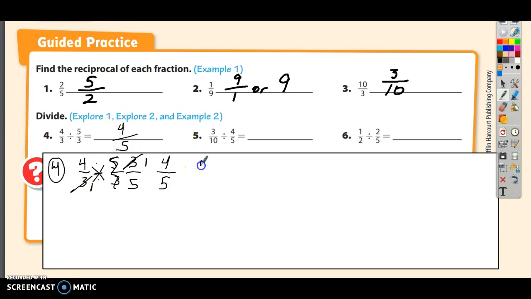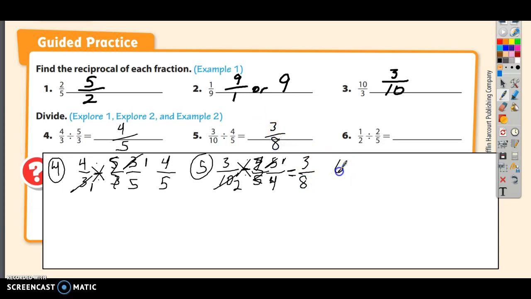Number 5 is 3/10 divided by 4/5. 3/10 divided by 4/5 is the same thing as 3/10 times 5/4. 5 and 10 simplify. 5 goes into itself once. 5 goes into 10 twice. Now I've got 3 times 1, that's 3. 2 times 4 is 8. I've got 3/8.